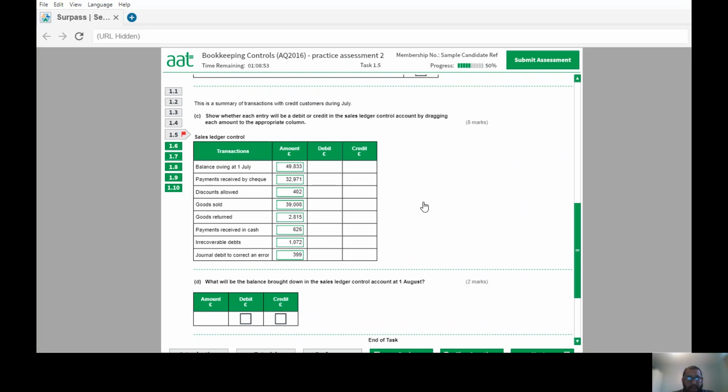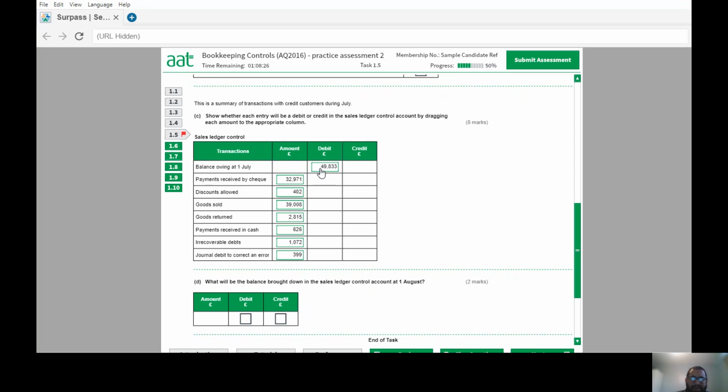Okay, so they're asking you here, then show where these entries are going to be either a debit or a credit on my SLCA by dragging each amount to the appropriate column. So again, what is the best thing you do? Write the T account by yourself. So once you start writing the T account by yourself, it makes a lot more sense. On this scenario, the balance owing on the 1st of July, this is going to be opening balance.